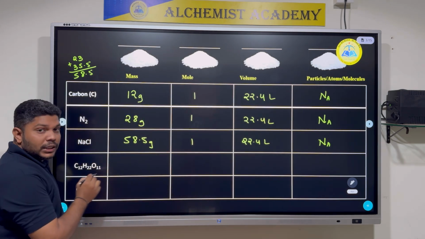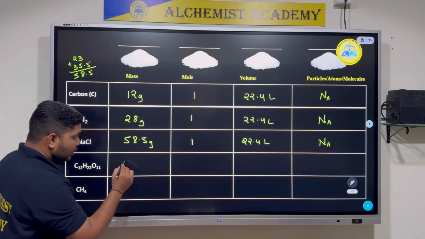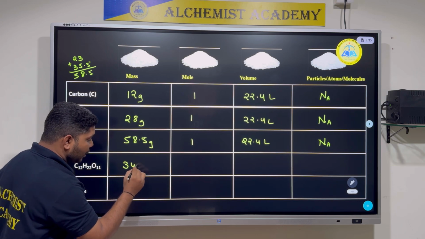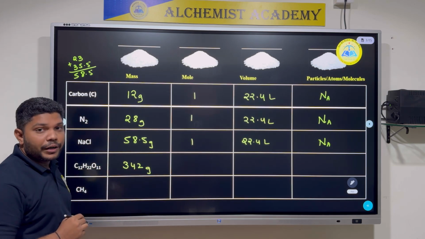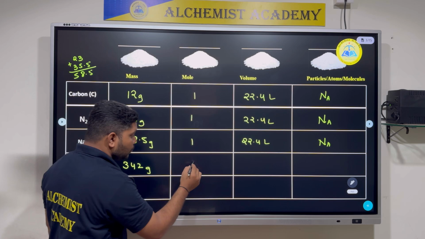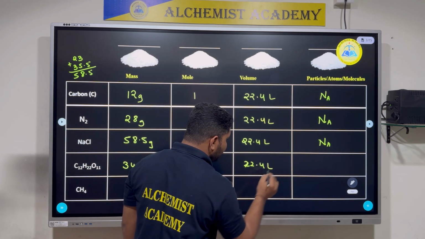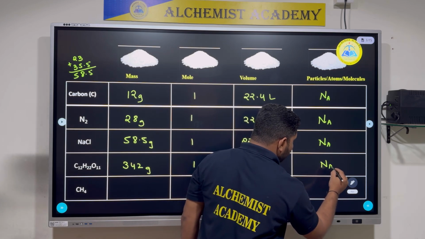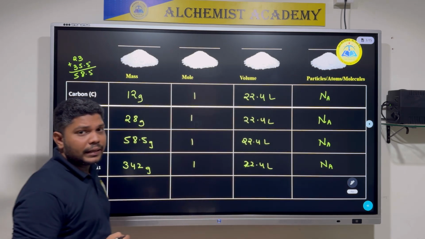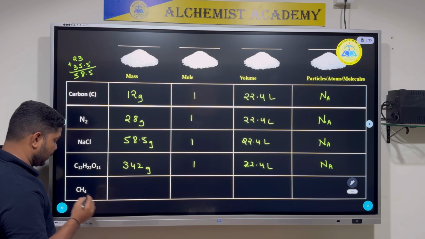Similarly, for this molecule, that is sucrose, the molecular mass for sucrose, if you calculate, then you will get 342 grams. Here the mole will be 1 mole, volume again it will be 22.4 liters and Avogadro's number, that is particles, atoms or molecules, will be N.